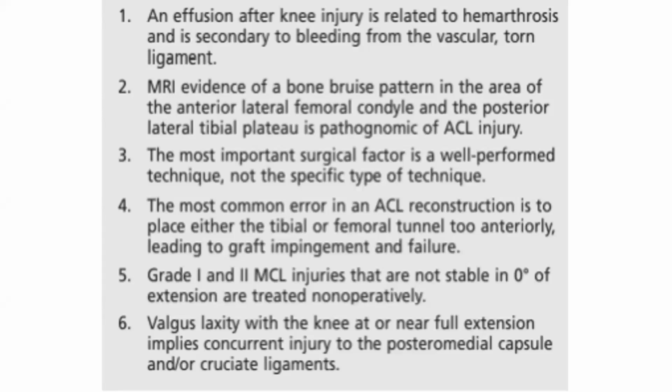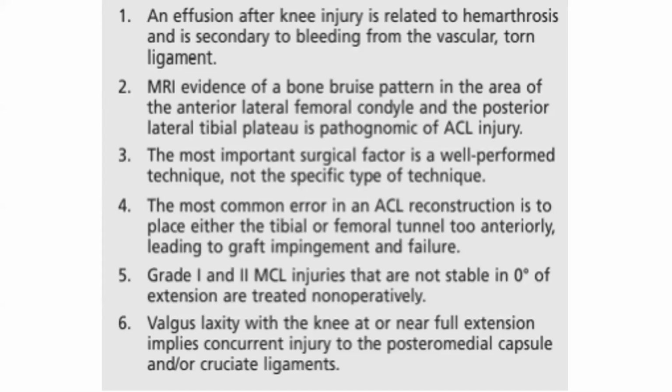First of all, an effusion after knee injury is related to hemarthrosis and secondary to bleeding from a torn vascular ligament. This you should keep in mind. MRI evidence of a bone bruise pattern in the area of the anterior lateral femoral condyle and posterior lateral tibial plateau is pathognomonic of ACL injury. The most important surgical factor is well-performed technique, not the specific type of technique. And the type of graft, as I mentioned before, is not important. How well you perform the technique is what is important. The most common error in an ACL reconstruction is to place either the tibial or femoral tunnel too anteriorly.